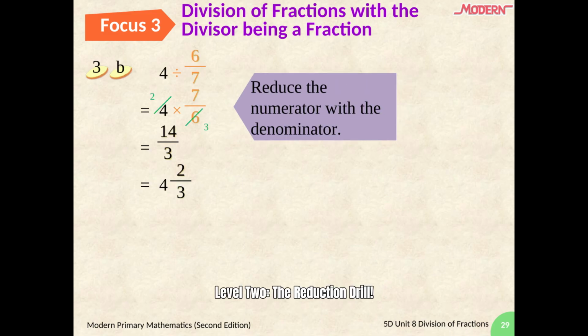Level 2, the reduction drill. Slide 29. 4 divided by 6/7. Swap and flip to get 4 times 7/6. But look at that 4 and 6. They share a factor. Coach's corner tip: snip them down. Divide both by 2. 4 becomes 2. 6 becomes 3. Now multiply. 2 times 7 is 14, over 3. Final score, 4 and 2/3. You're not just calculating, you're optimizing your math engine.